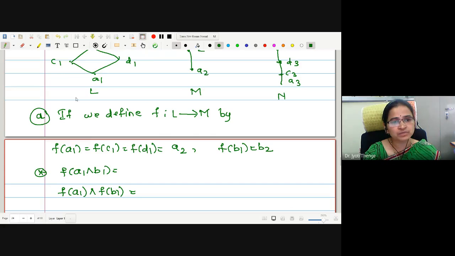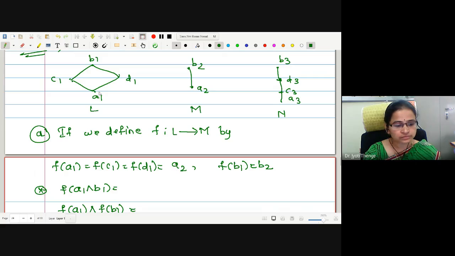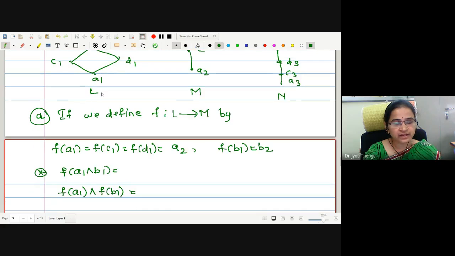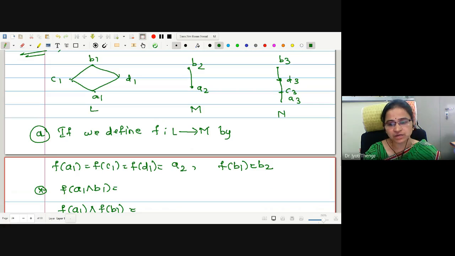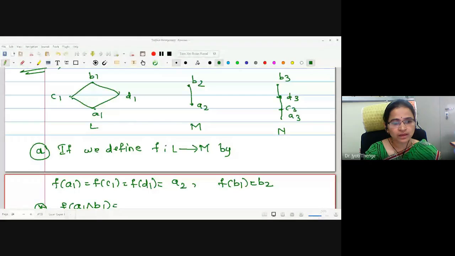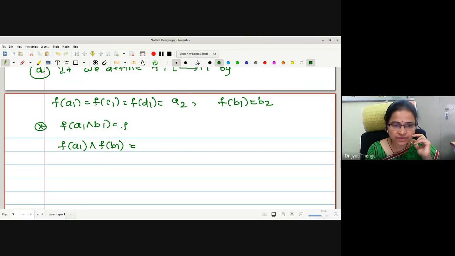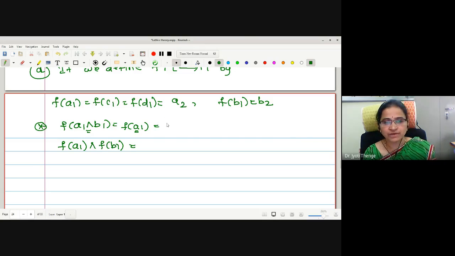What is A1 meet B1 here? Can anyone answer me? What is A1 meet B1? Am I audible clearly? Yes, ma'am. What is A1 meet B1? The lower bound for these two is A1. Good. Therefore A1 meet B1 is A1. But what is f of A1?